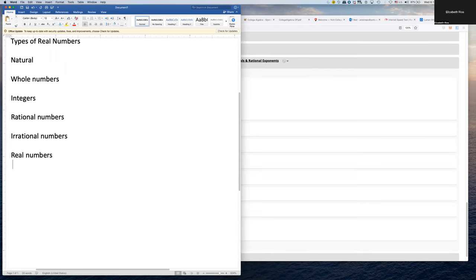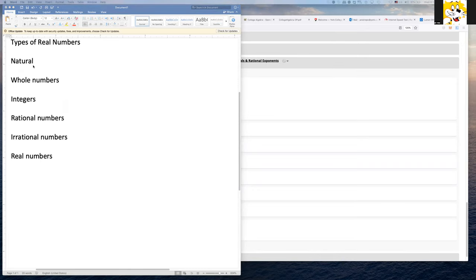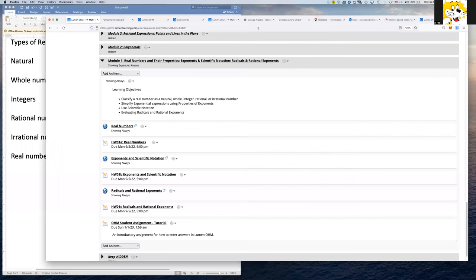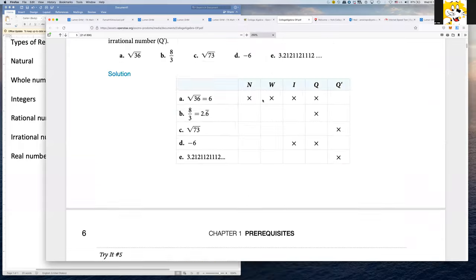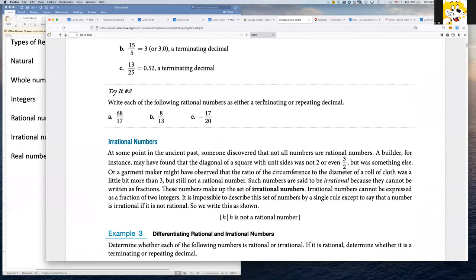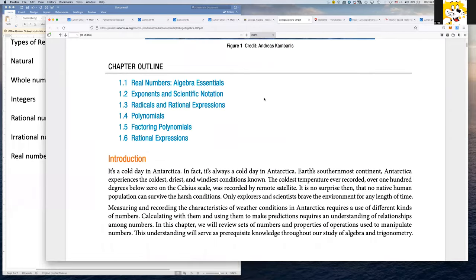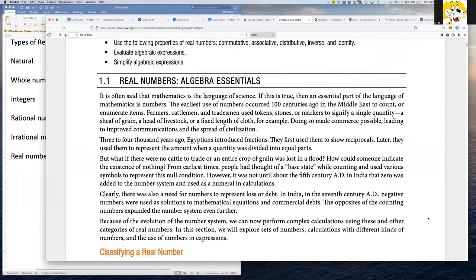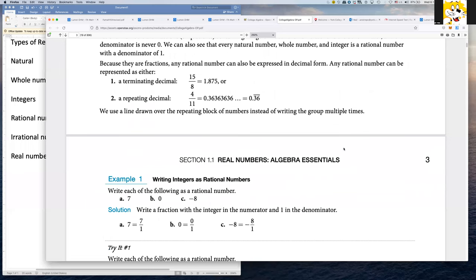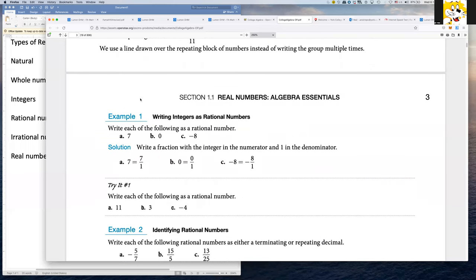All right. So, real numbers consist of all of these, right? Natural numbers, whole numbers, integers, rational numbers, irrational numbers, and real numbers. And if you want to follow in the book, let's see where we're at here with the real numbers. I think I just passed it. It starts at page one. And then it gets into the nitty gritty, page two, page three, right? But I'm not going to be going over this like that.